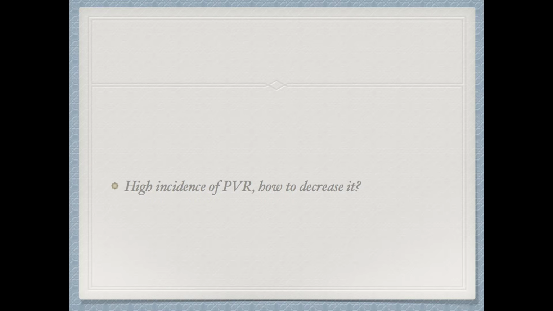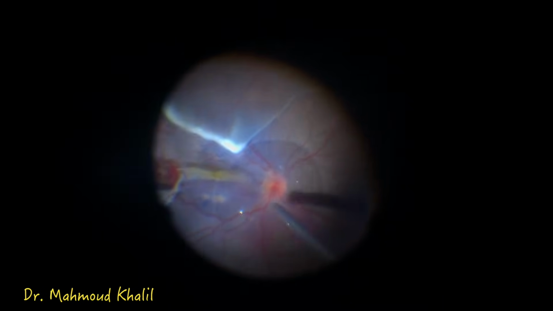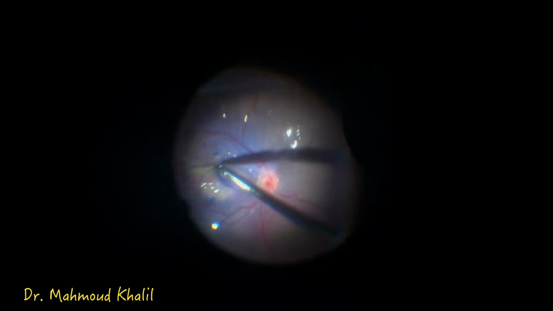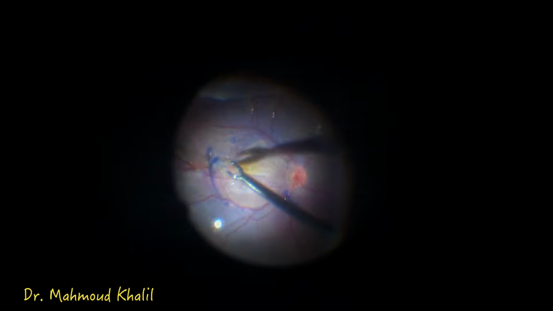In case of trauma, there is a high incidence of PVR. How to decrease it? At first, at the site of trauma, we have to free the retina from any connections. Going for chorioretinectomy with the help of diathermy. Doing an ILM peeling and extending the ILM to the site of injury if the injury is extending posteriorly.